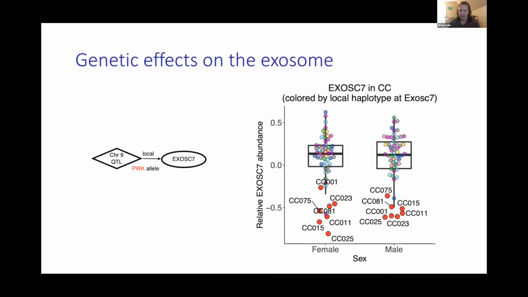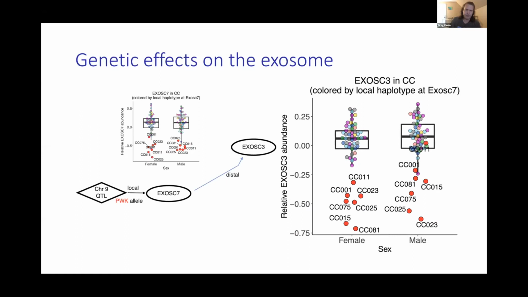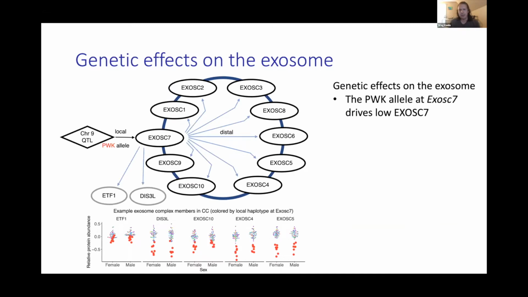And here I have the CC data shown, split by sexes, to show that if the strain has the PWK allele, there's not much of a sex effect, and that PWK allele drives low abundance. Then when you look at more members of the complex, we can see that it appears to be acting distally on other members. And so I've colored these dots by the genotype at EXOSC7 for the protein EXOSC3, and we can see that the EXOSC7 locus is strongly controlling EXOSC3. And so if you expand across the whole complex, you see that same pattern where really having a PWK allele at EXOSC7 drives just overall low abundance of the exosome.